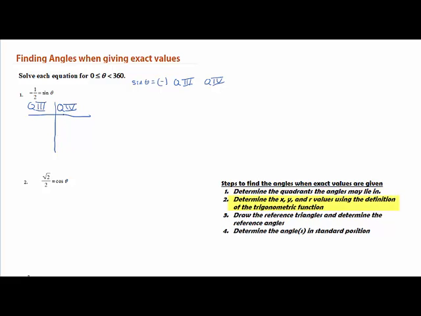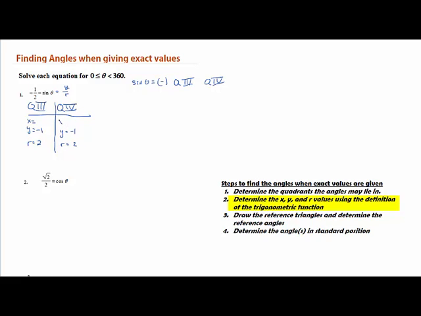Step 2 says we're going to determine the x, y, and r values. Well, sine is y over r. So when we write our x, y, and r values here, I see that y is either 1 or -1, and r is equal to 2 or -2. The problem is we have to remember that r is always positive 2, which means y has to be -1. Not only for the quadrant 3 answer, but also for the quadrant 4 answer.